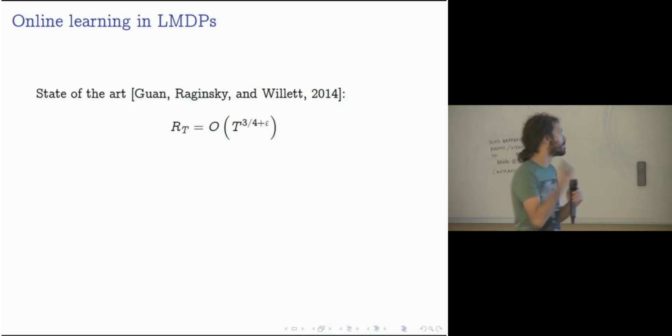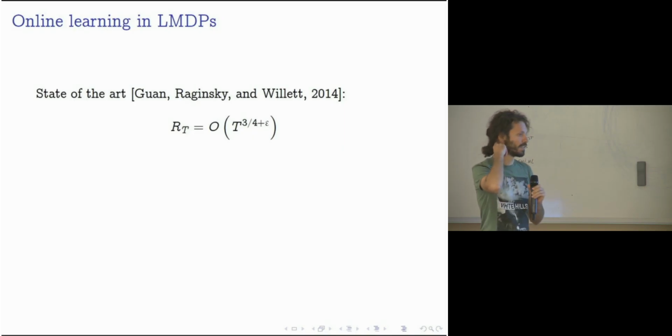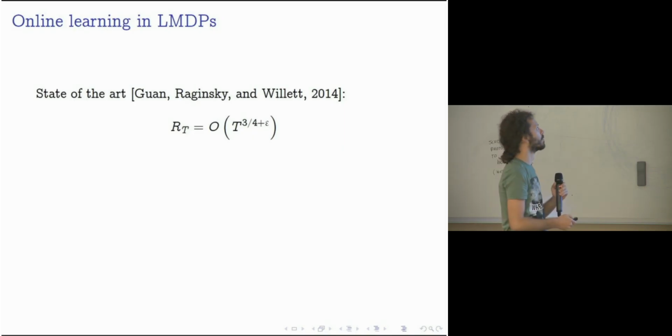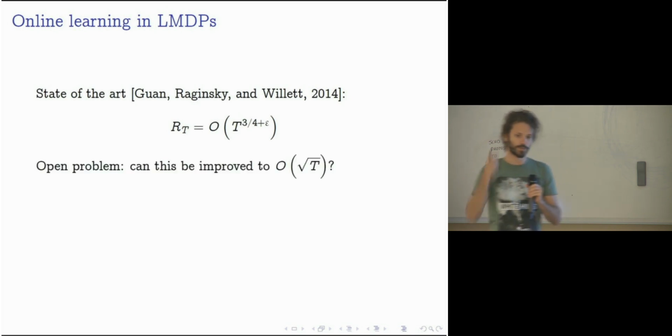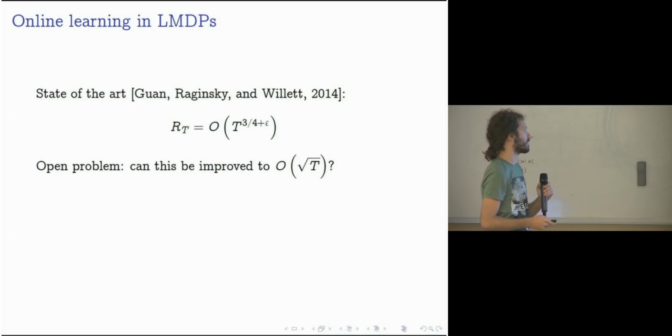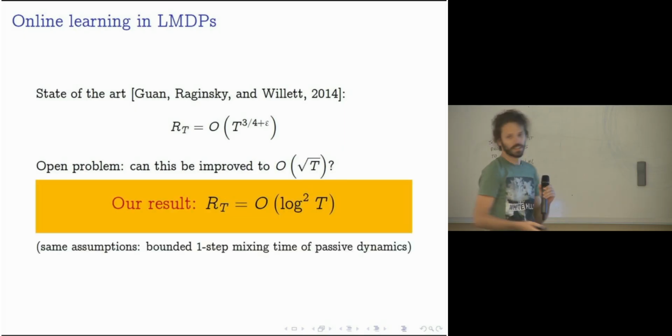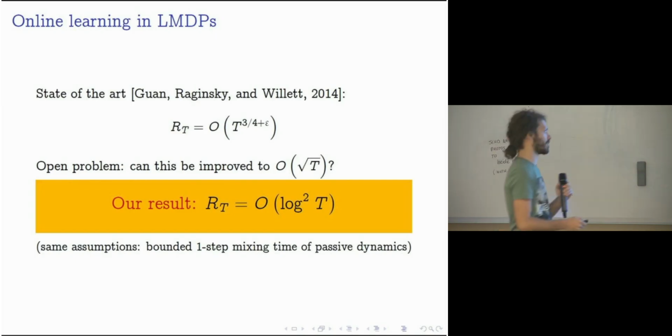Okay, so this has been studied before, by Max. They had a paper in the Transactions on Automatic Control, where they proposed an algorithm that has a regret guarantee of T to the 3/4, and they pose it as an open problem whether you can improve this to root T. But if you remember the title of the talk, then you may figure out that we actually improve it by quite a bit, to log squared T.